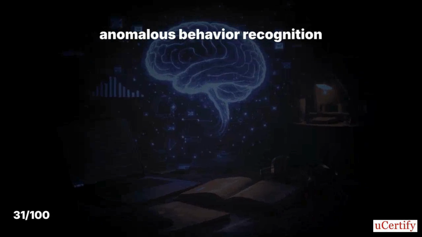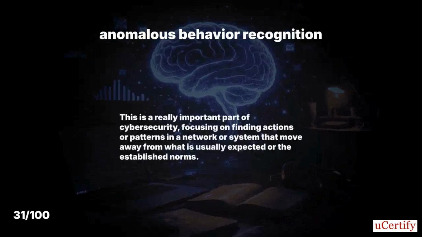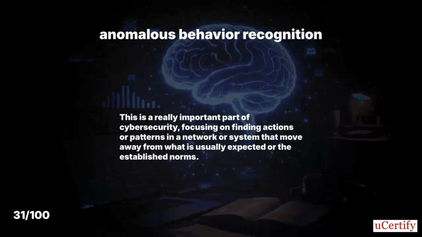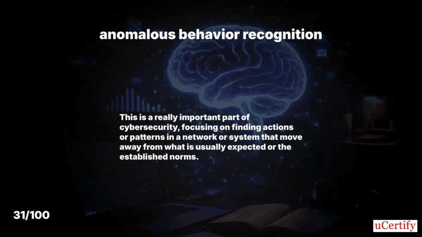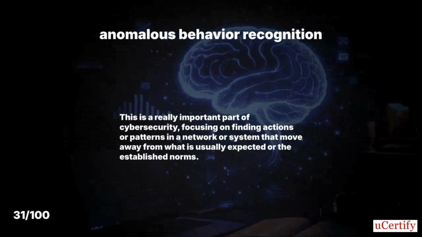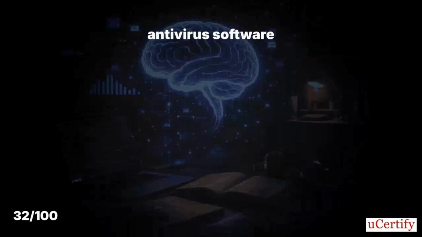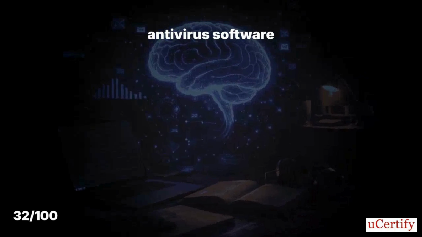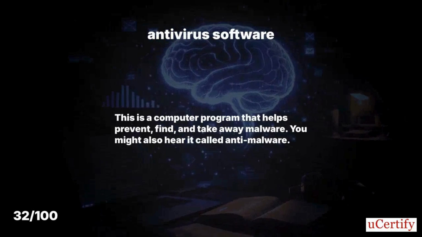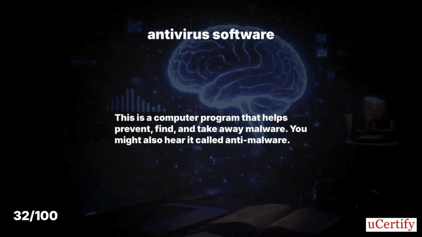Anomalous behavior recognition. This is a really important part of cybersecurity, focusing on finding actions or patterns in a network or system that move away from what is usually expected or the established norms. Antivirus. This is a computer program that helps prevent, find, and take away malware. You might also hear it called anti-malware.